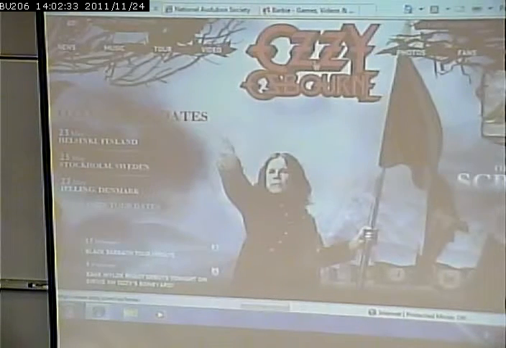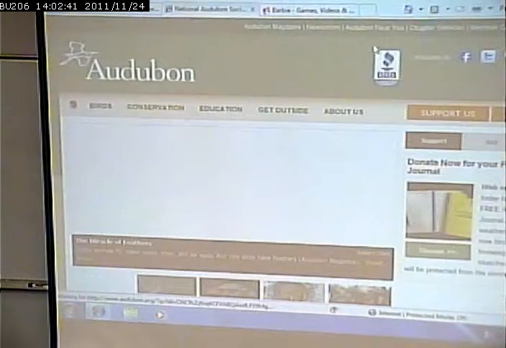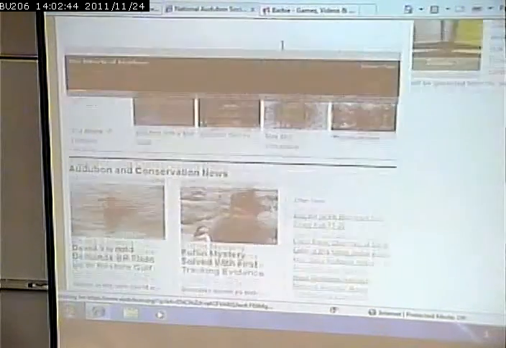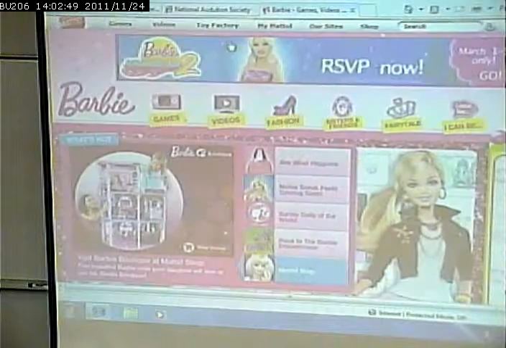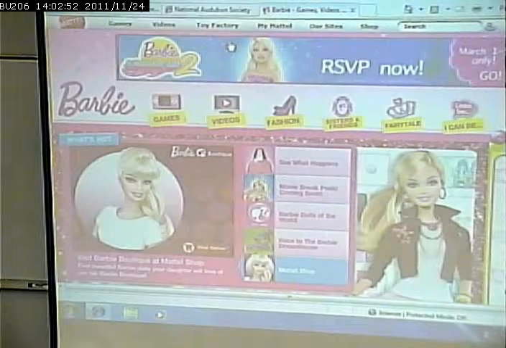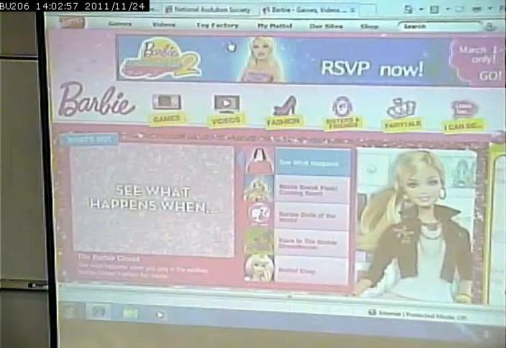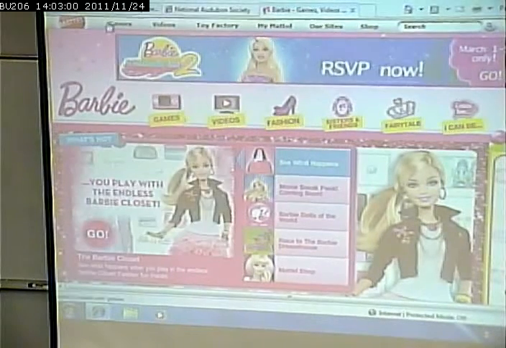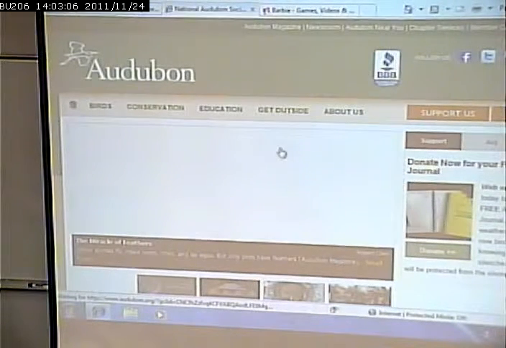Here's Ozzy's. Oh, where's his glasses? Here's the Audubon Society. Yeah. And finally, here's Barbie's. Yep. Could you imagine switching any of these two sites' look with content? No. Absolutely not. I mean, Ozzy's page done up like this, Barbie's page done up like this. Even Barbie's page done up like this would look odd. Or the Audubon Society, or whatever.